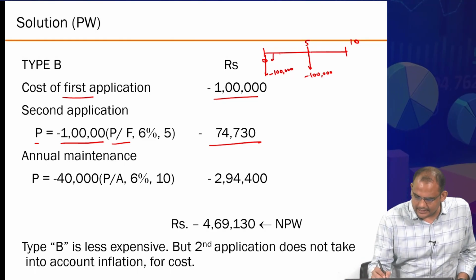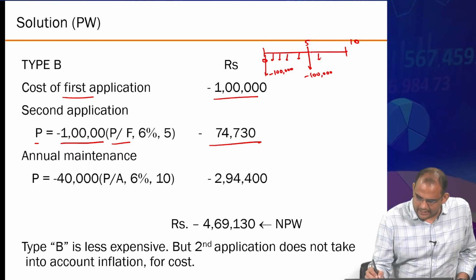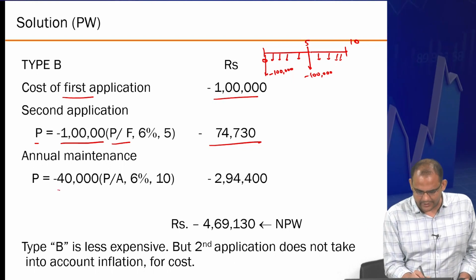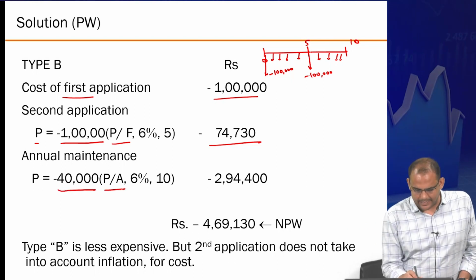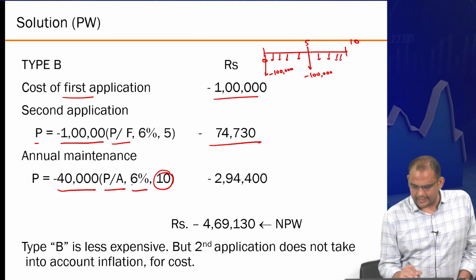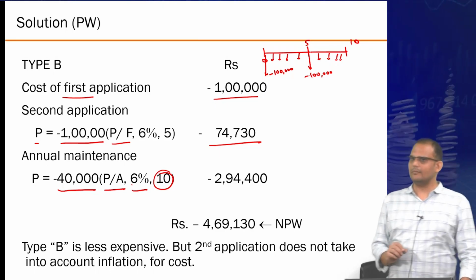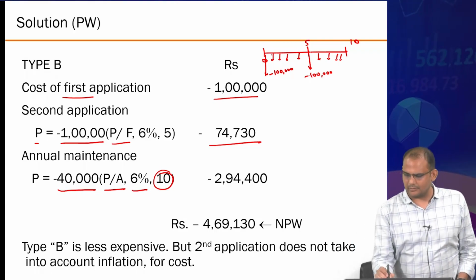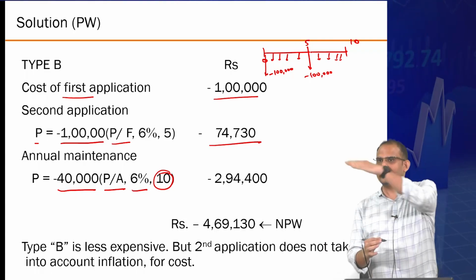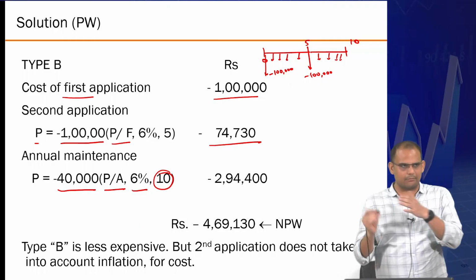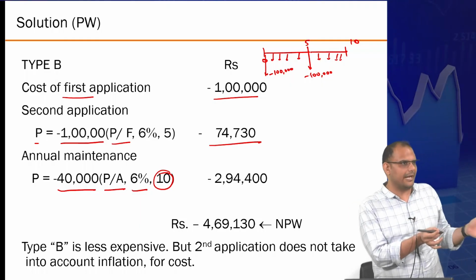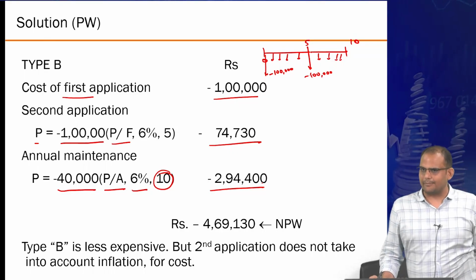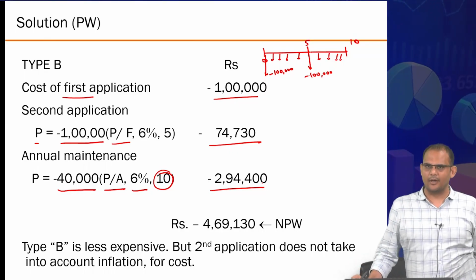Annual maintenance doesn't change because A value is same throughout in all the cycles. So you are distributing the 40,000 P by A, 6% for 10 years. Okay, why did this 10 years come? Because in your entire series, you have actually 10 equal cash flows of A amount. So you are estimating the present worth of that A series, and that's the value that it comes out. Right? Make sense? Any other thing that we are missing?